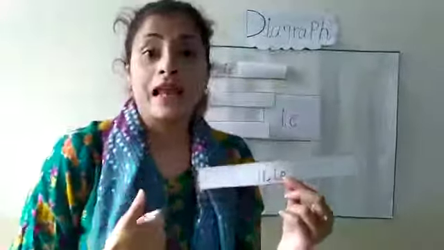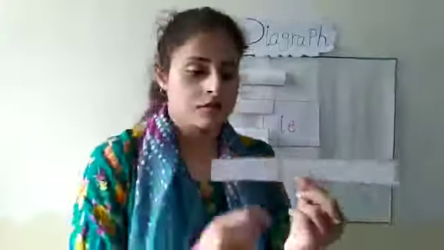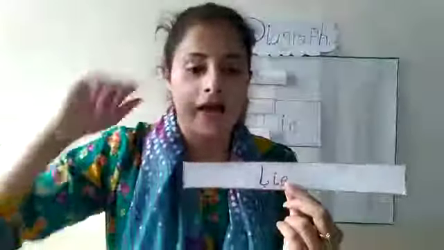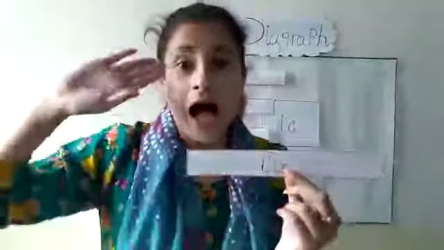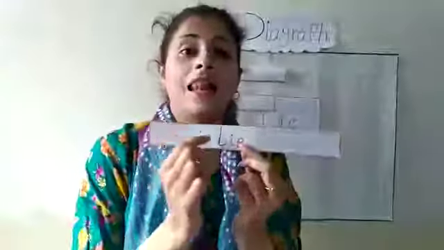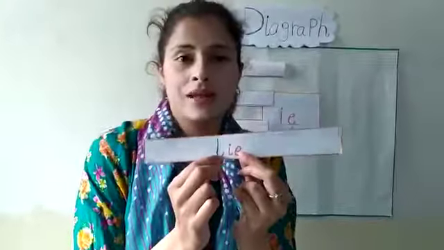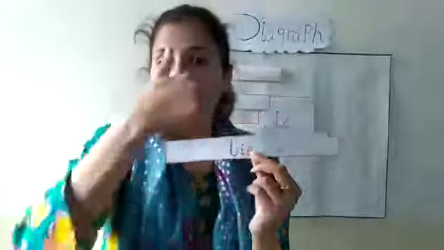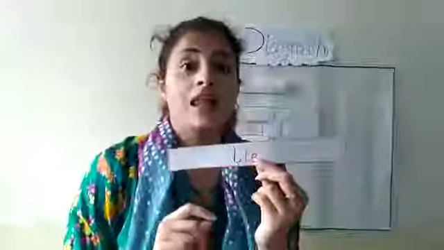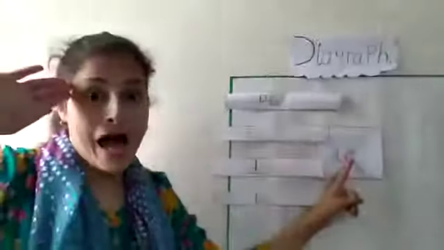And the next word is lie. L, like lick a lollipop. I, lie. And how many sounds in the lie word? Two sounds. L, I, lie. So this is all about the words with I.